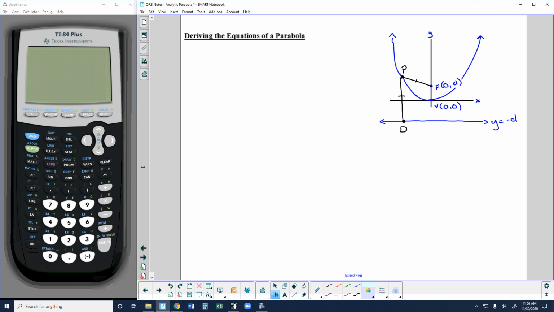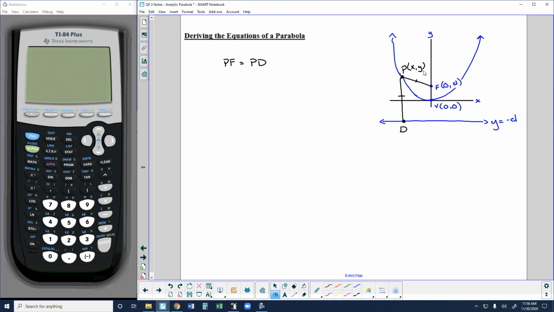So P to F is equal to P to D. This is notation you've seen from geometry. So those segments are the same length. Now we don't know where P is necessarily. So let's say that it is any X coordinate and any Y coordinate that exists on the parabola. It doesn't matter where along this parabola, I could put P anywhere here.